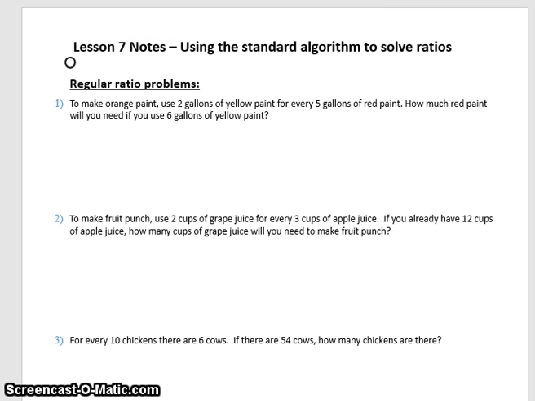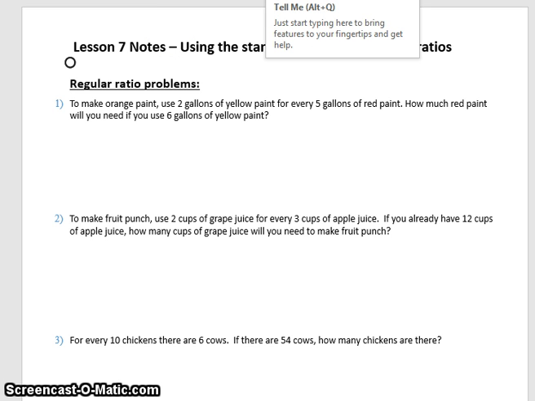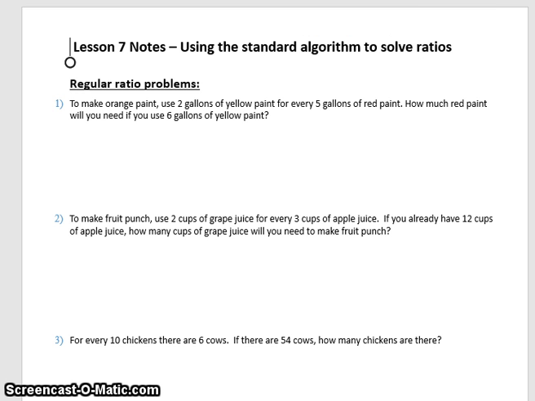So lesson number 7 here. What we are after is your ability to use a different technique. The tape diagrams are nice. They label things visually, but let's be honest, it can be a little bit time consuming. So what we're looking at here is using what we refer to as the standard algorithm, which just means a more mathematical approach, not using pictures, and just more of a setup process.